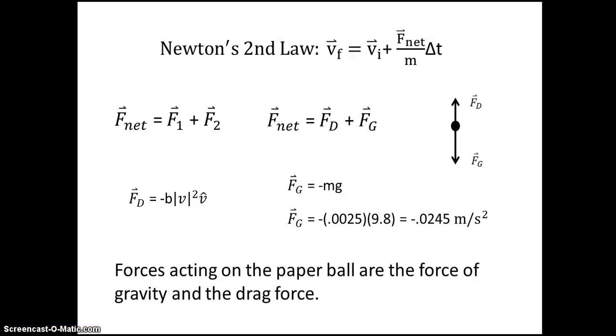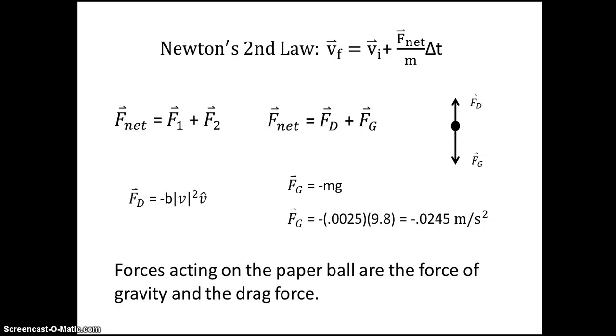The data found in Tracker was then used to construct a model using VPython, but before the model can be constructed, I had to figure out what forces were acting on the ball. Newton's second law states that the final velocity equals the initial velocity plus the net force divided by the mass of the object times the change in time.